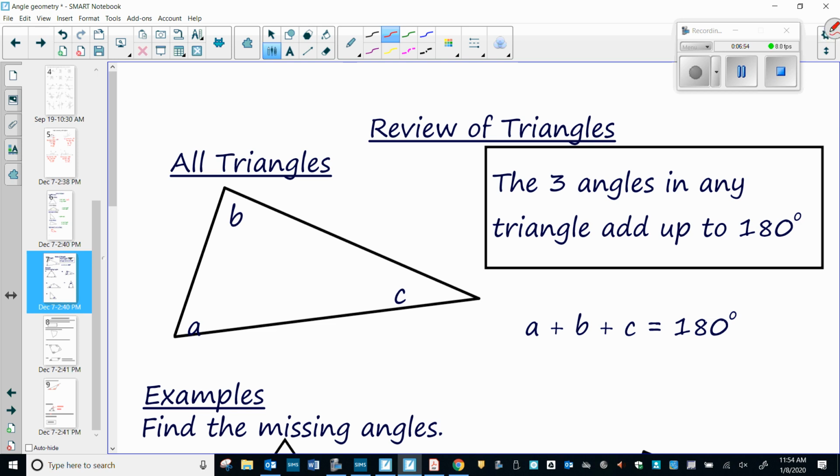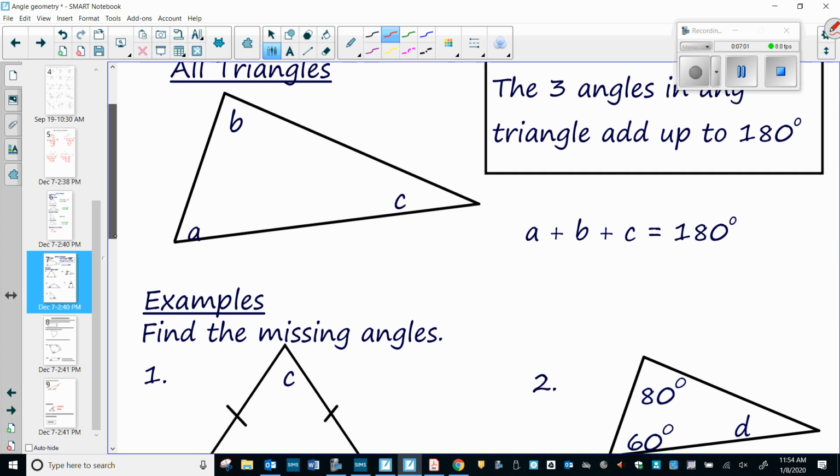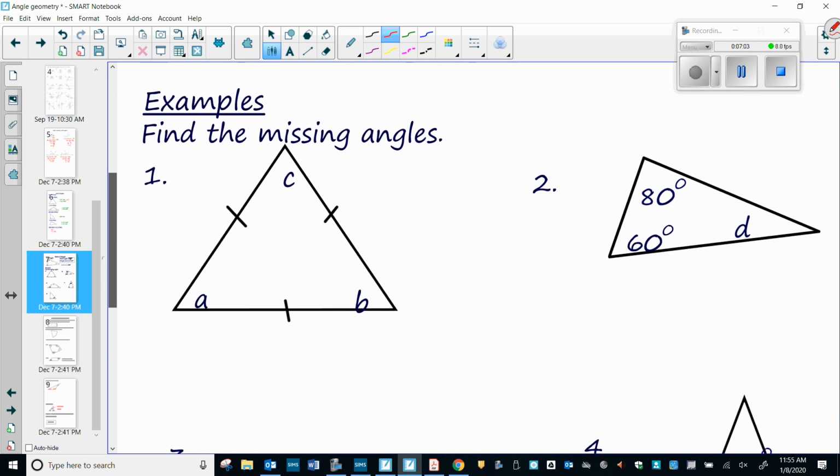Quadrilaterals. Oh no. Review of triangles. Review of triangles again. Jeepers creepers. We talked about this. La la la la.